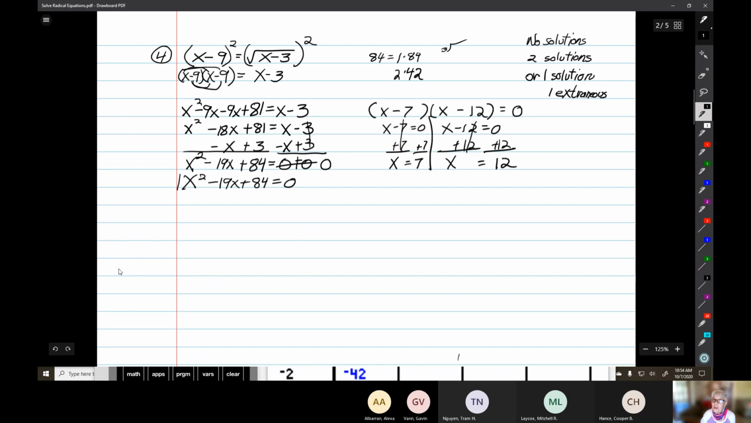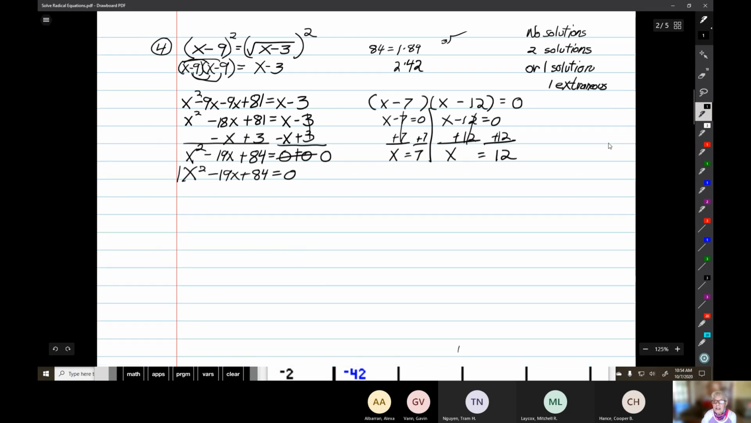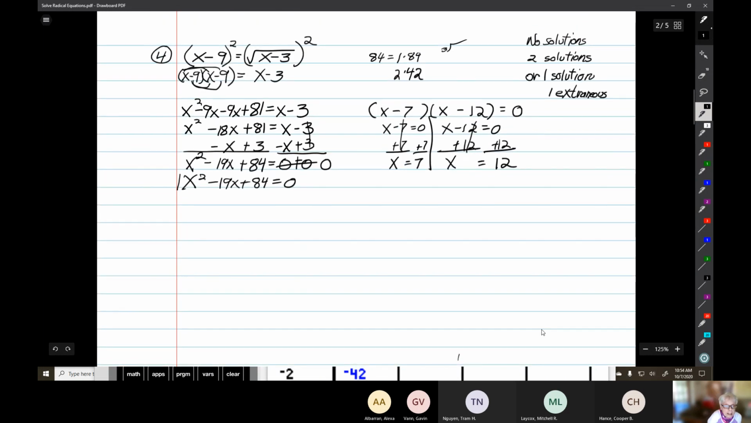We're going to have to check them both. So I go back to the original equation. Now this is my check. x minus 9 equals the square root of x minus 3. Let's try x equals 7 first.